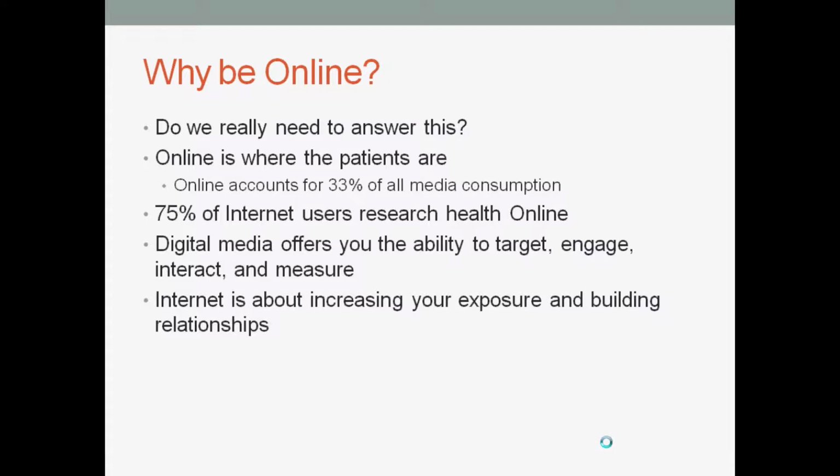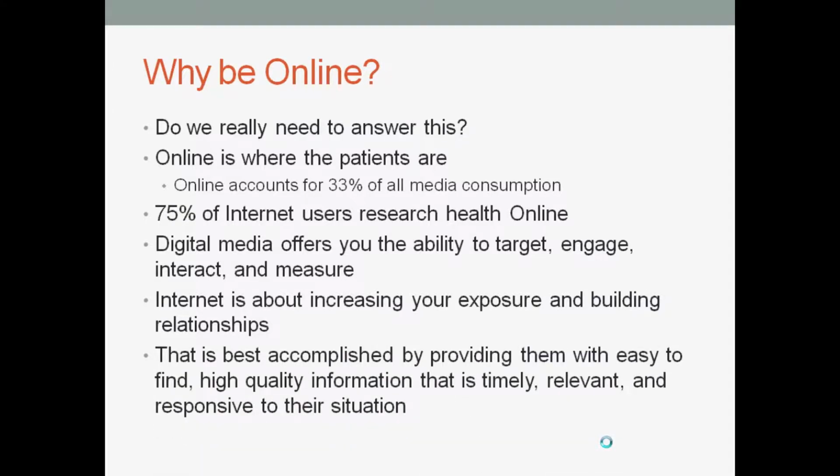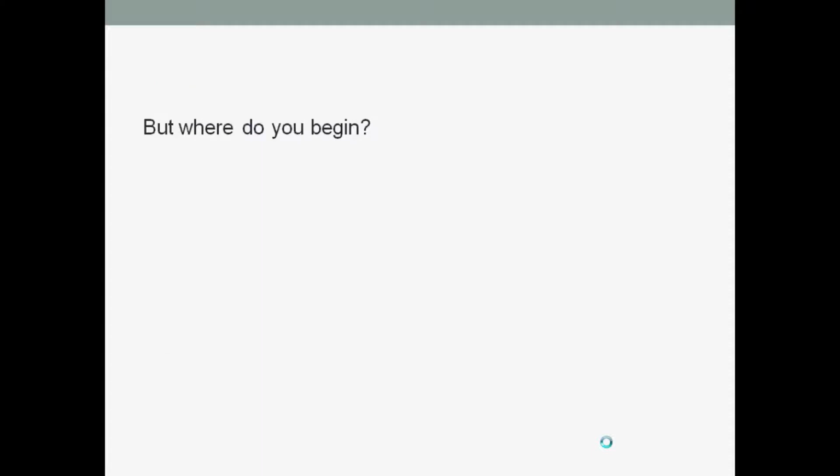This is best accomplished by providing them, meaning the visitors to your website, et cetera, with easy to find, high quality information that is timely, relevant, and responsive to their situation. But where do you begin? And that's usually the question of the last 15 years that I get a lot. It's that we have a website or we don't have a website, and we have email or we don't have email. We have a variety of things that a variety of people have put in place for our office. So what is a framework that can help us understand where to begin with Web 1.0 and get organized?